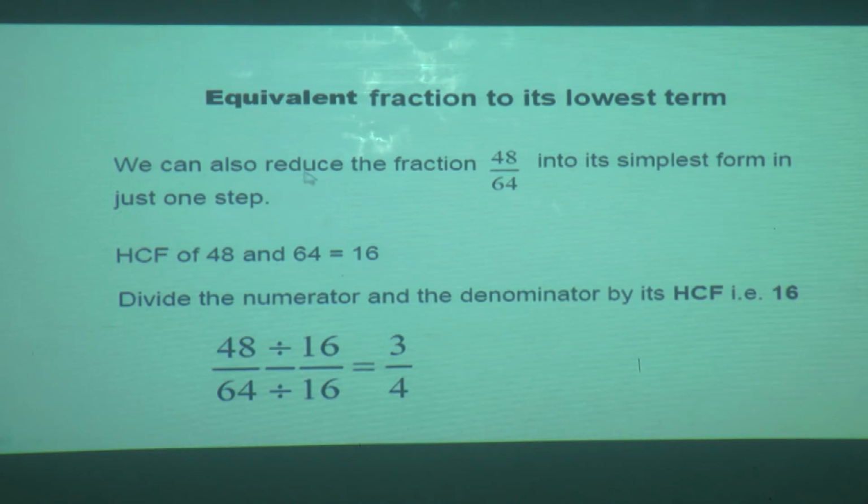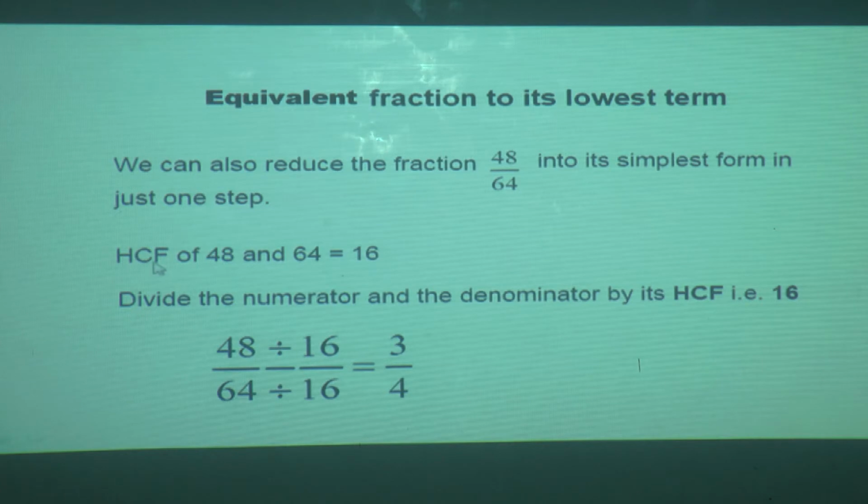Now one more example we will see here, equivalent fractions to its lowest term. Already we had seen how to reduce. It will be easier when you write it in your notebook. We can also reduce the fraction 48 upon 64 into its simplest form in just one step. I told you already that we have even numbers, so it will be easier to reduce. Here we will divide it by 16.